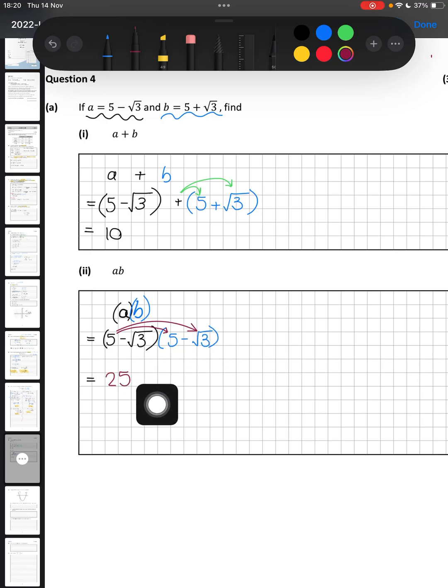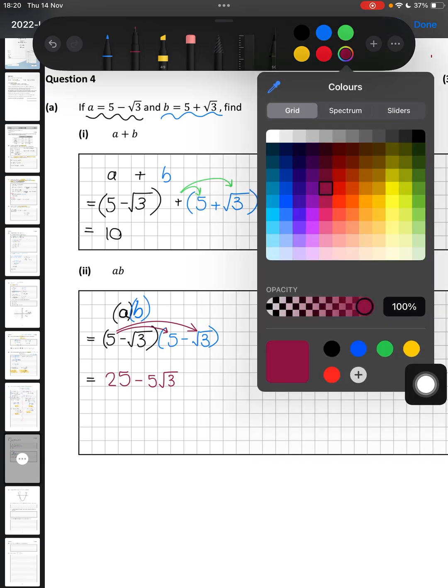Now I have gotten something multiplied correctly. I'm on 4 out of 5 of my marks. I've literally gotten 80% in this question. Okay, the 5 still has to multiply the minus square root 3, which gives me minus 5 square root 3. Now, at this part, you might be like, okay, that's a bit complicated, but you can put these into your calculator.